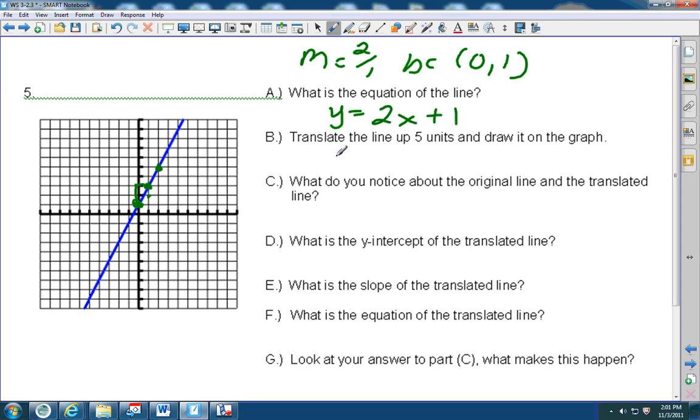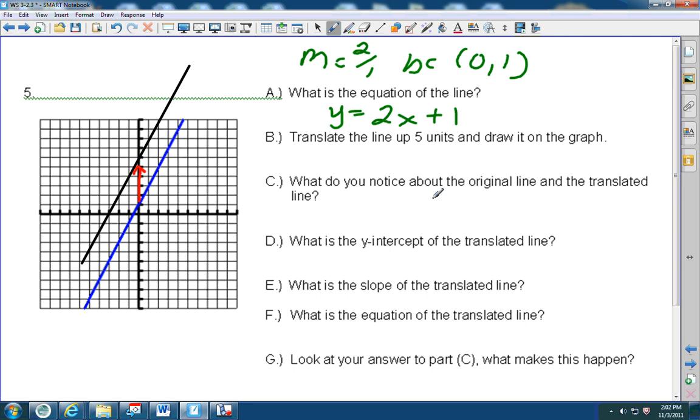Now it says translate the line up 5 units. So what that means is this. Let me go over here and erase this. I'm going to draw a line on top of this blue line. Now when I translate it, I'm going to put my pencil on the y-intercept and shift it up 1, 2, 3, 4, 5. I'm going to move it up 5 units. I'm not changing the angle of the line, I'm just shifting it up.